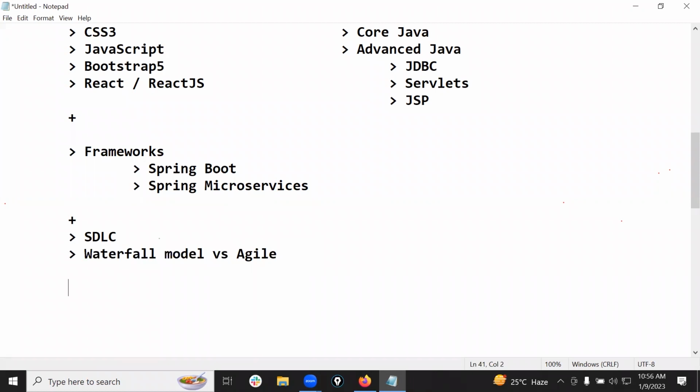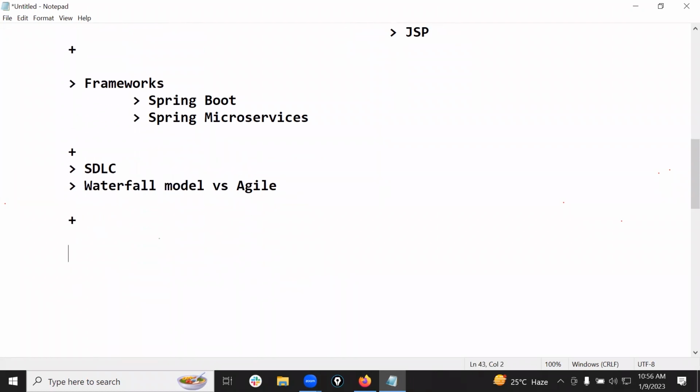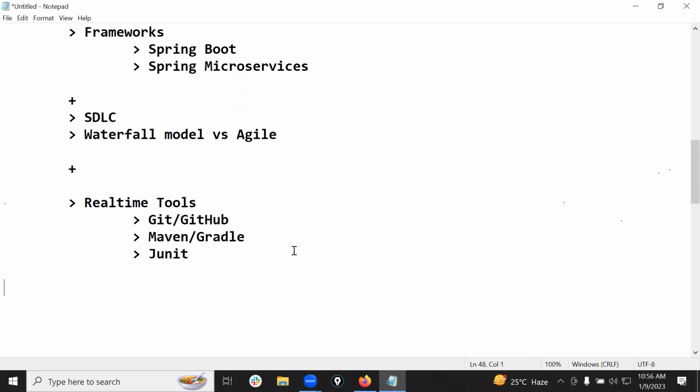Along with this, I will be teaching you real-time tools, guys. Real-time tools means I will teach you Git, or you can say GitHub. Then I will teach you Maven, or otherwise Gradle. I will also teach you JUnit. We have one more real-time tool called Jenkins. Understood my point here? These are the real-time tools we are going to learn in our classes.